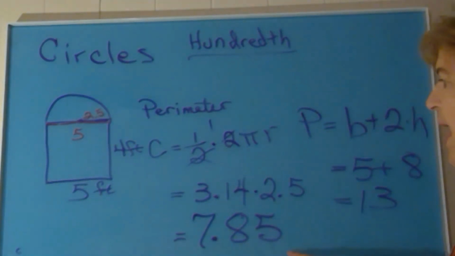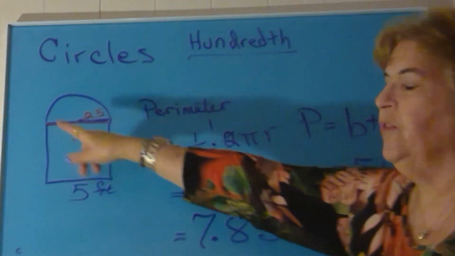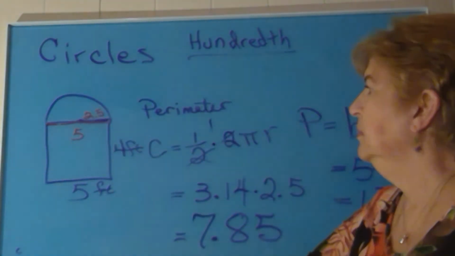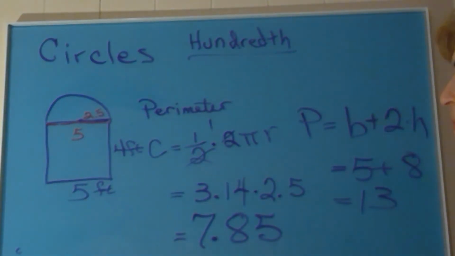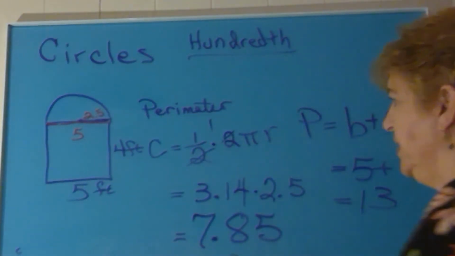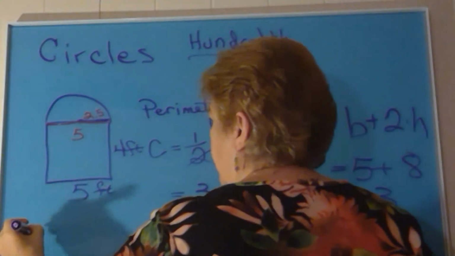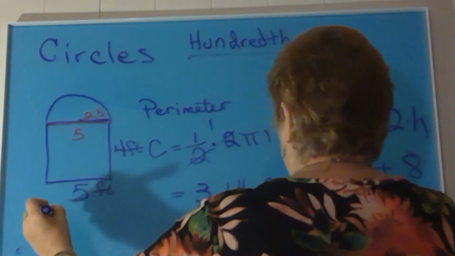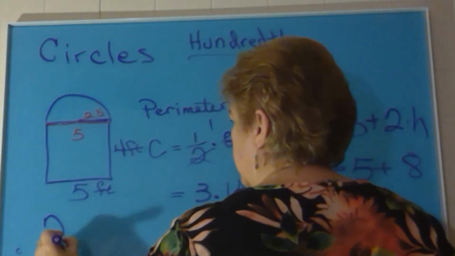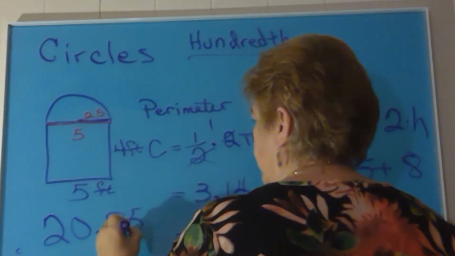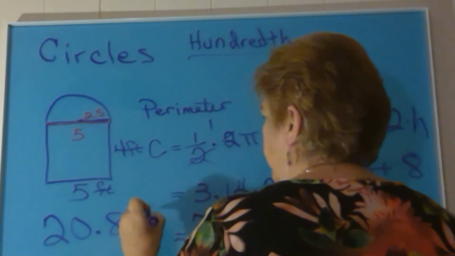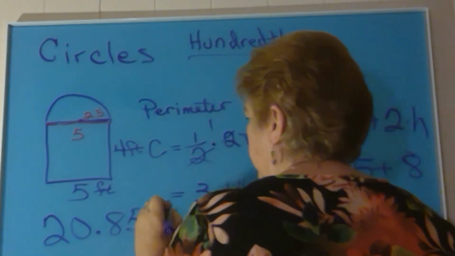Now, if we add the circumference of the semicircle to the 3 sides, or the perimeter of the rectangle, we end up with 20.85. And that would be in feet.